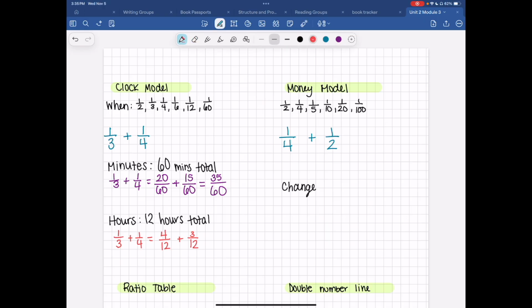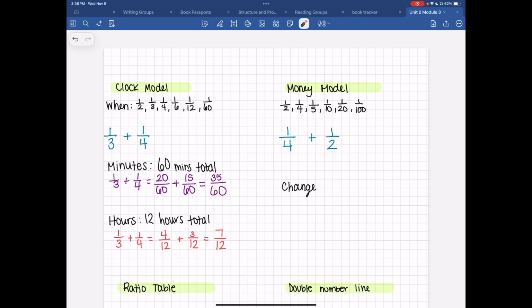Now I can go ahead and add those together, keeping my denominator the same, adding my numerators. Now, even though I have two different answers from when I did it in minutes and hours, I have 35/60ths for minutes and 7/12 for hours. These are also equivalent as answers. Okay, so that's the clock model.